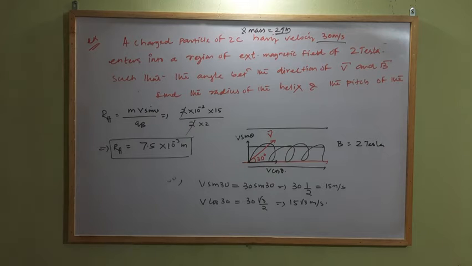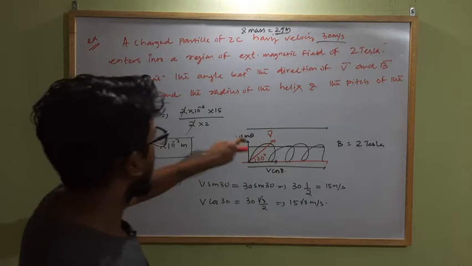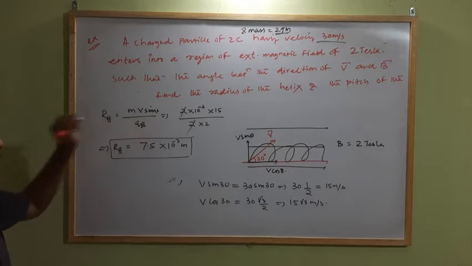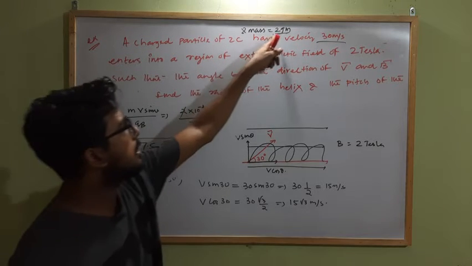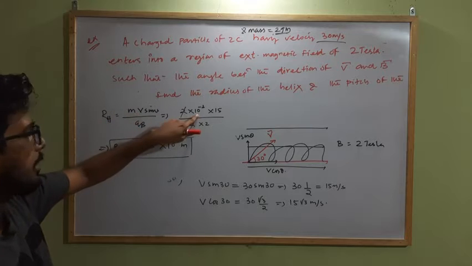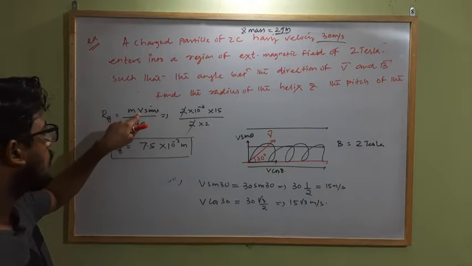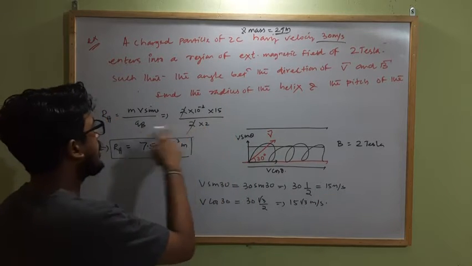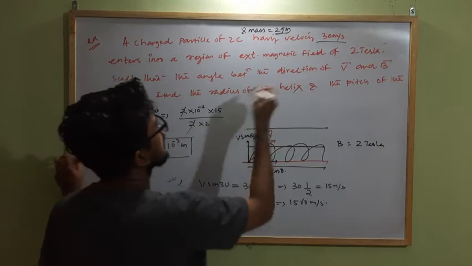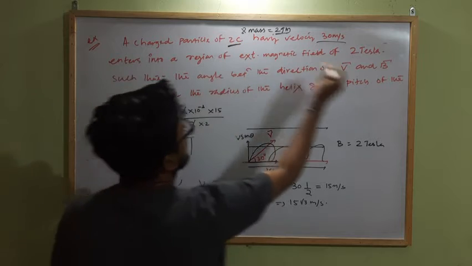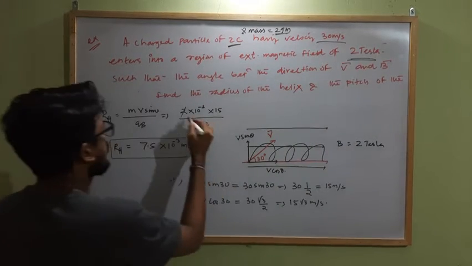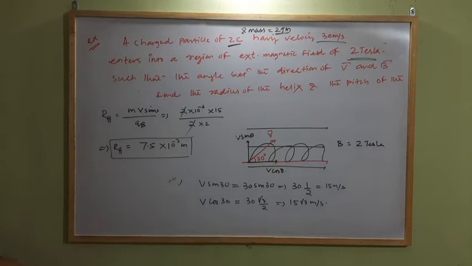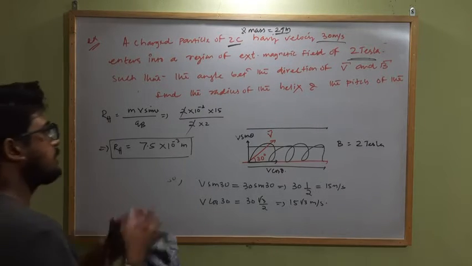Clear? This is the expression for the radius of the helical path. The formula gives us the radius of the helical path as m v sin theta by qB. Here m is given as 2 gram, so 2 into 10 to the minus 3 kg into v sin theta. What is v sin theta? 15 meter per second divided by q into B. Q is 2 coulomb, B is 2 Tesla. So 2 will cancel. 7.5 into 10 to the minus 3 meter. Now let us calculate the value of the pitch.